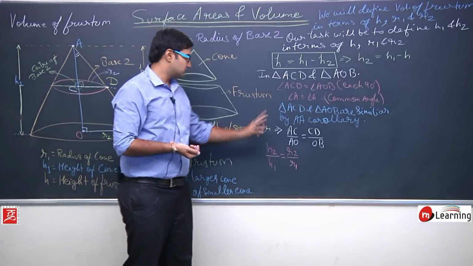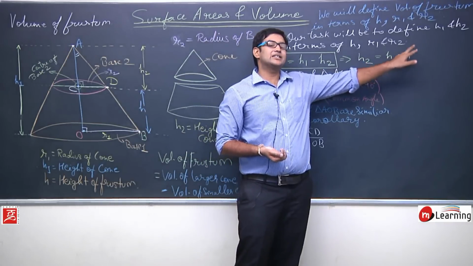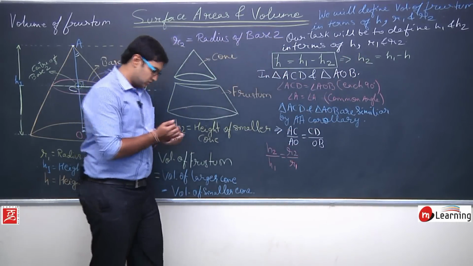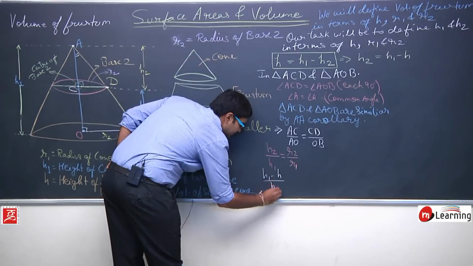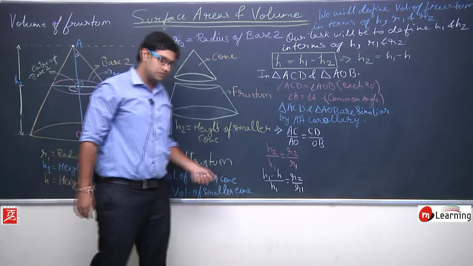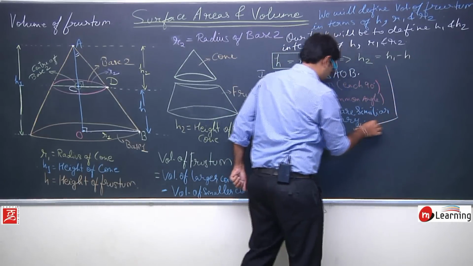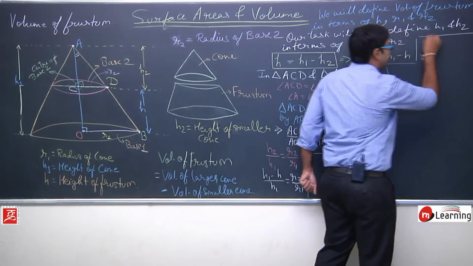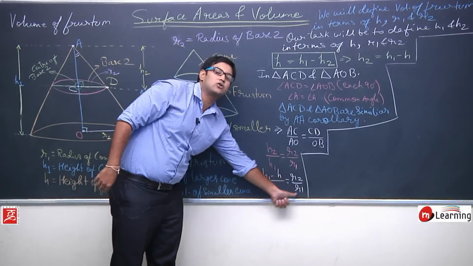Now I have the value of H2 as H1 minus H. So in place of H2 I can write H1 minus H. So here I will write H1 minus H upon H1 is equals to R2 upon R1. This is what I can write. Now let us write it somewhere here. I have H1 minus H upon H1 is equals to R2 upon R1.